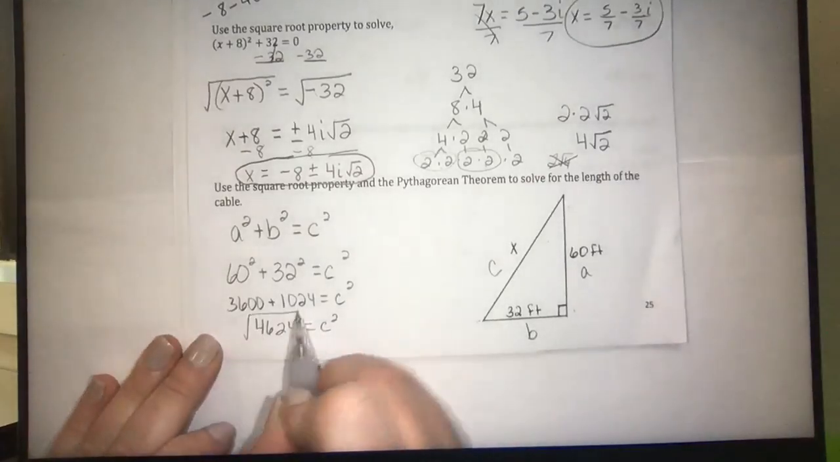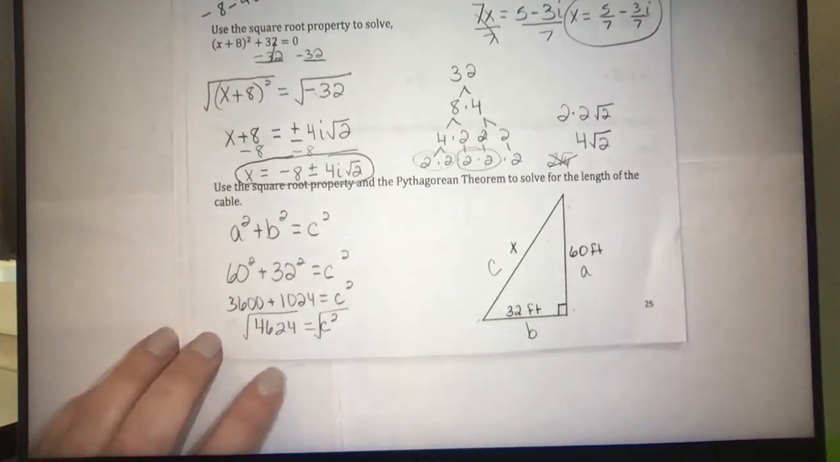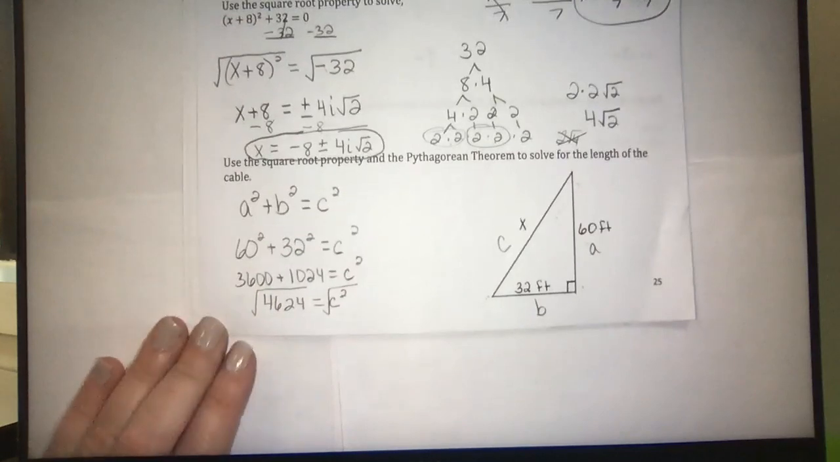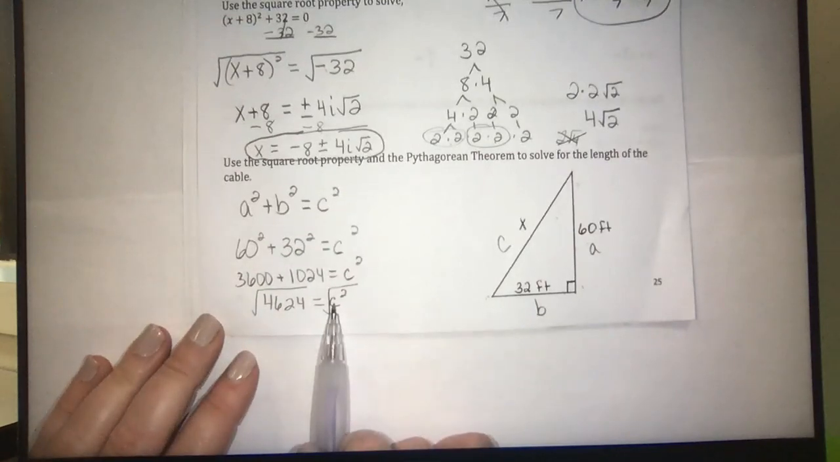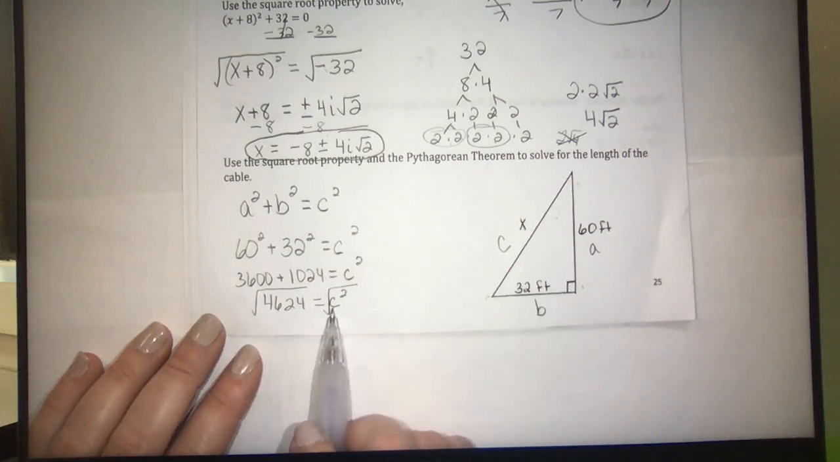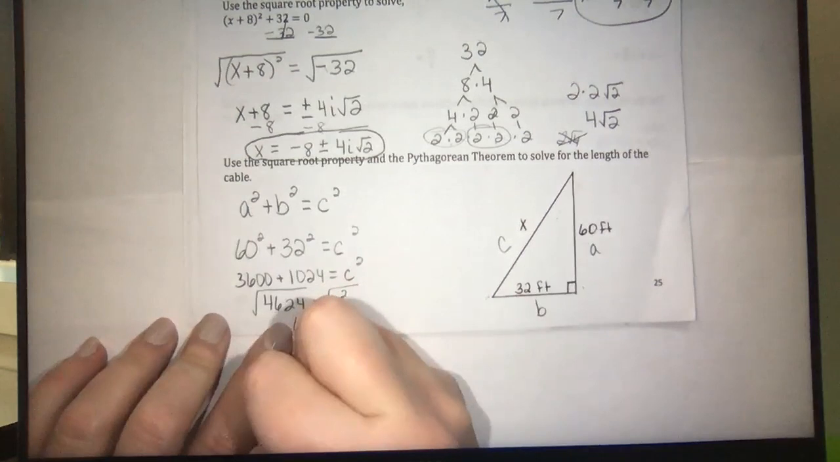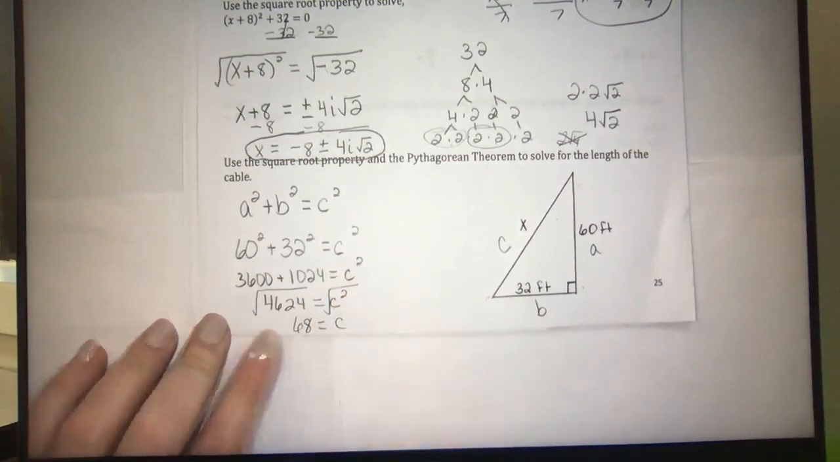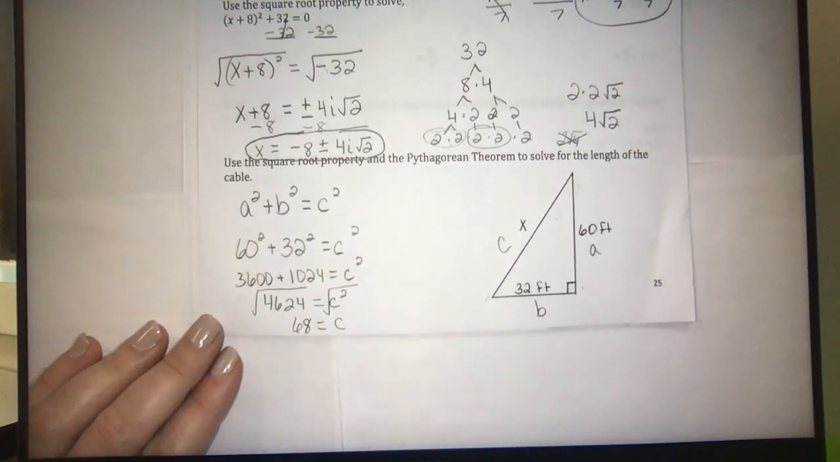Now let's think about this. The reason we're doing Pythagorean again is because I told you before, when you take the square root of a squared letter, you actually get 2 answers every single time. So when I take the square root of 4624 and I have C squared over here, I'm actually supposed to get plus or minus 68, but I don't use the minus with Pythagorean theorem. I only use the plus.